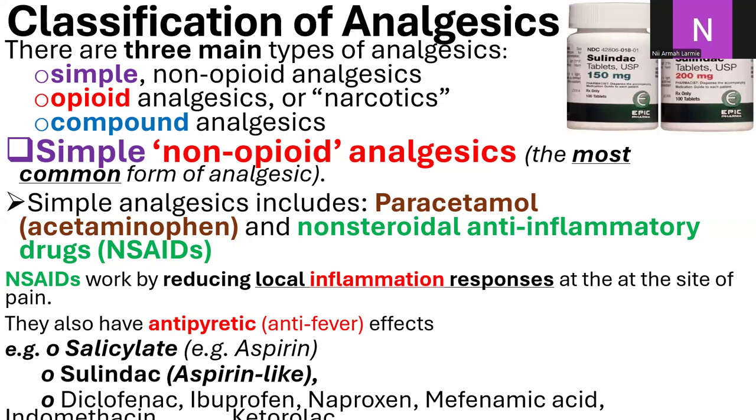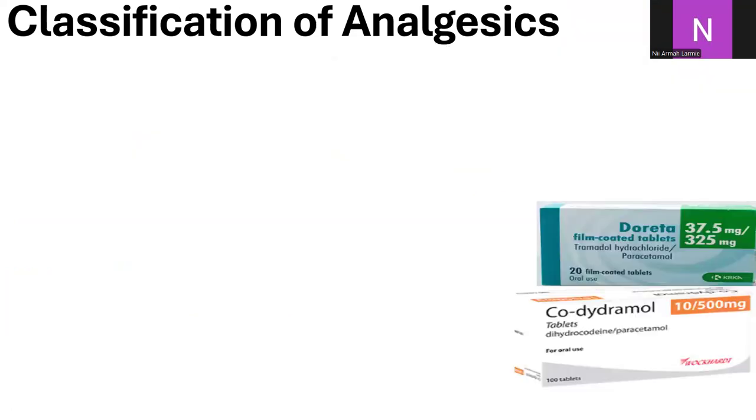Now, these are all NSAIDs. In fact, NSAIDs are one of the most common types of pain relievers we have. They are used mostly for mild to moderate pain. They are almost always available for over-the-counter purchase.